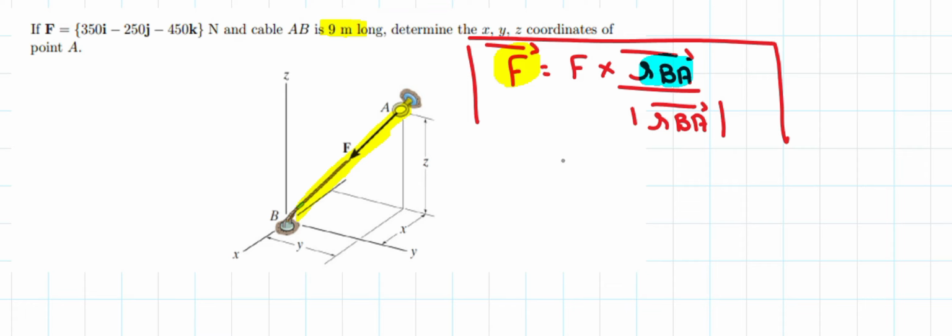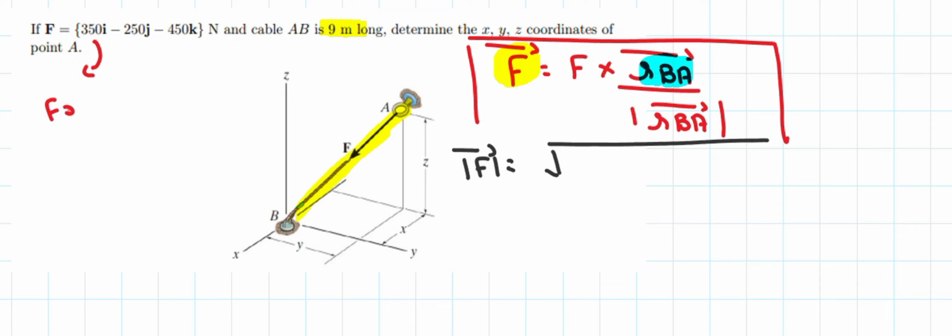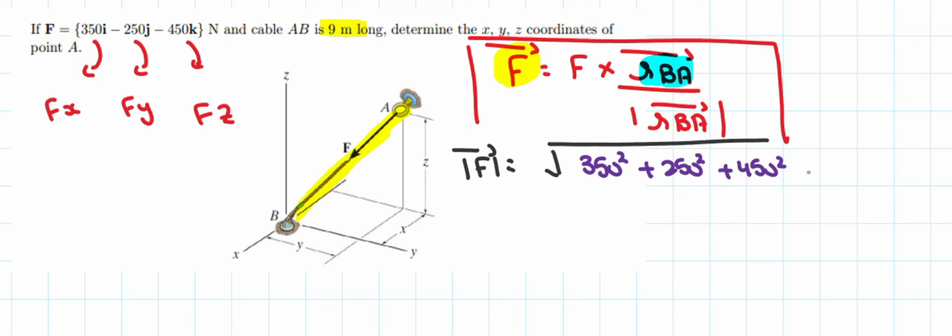Now the magnitude of force is given by F magnitude equal to the square root of Fx squared plus Fy squared plus Fz squared. According to the question statement, 350 is Fx, 250 is Fy, and similarly 450 is Fz. So it will be written as 350 squared plus 250 squared plus 450 squared. Grab the calculator, put the values into it and solve for the magnitude of F. The magnitude of F is given by 622.49 Newton.